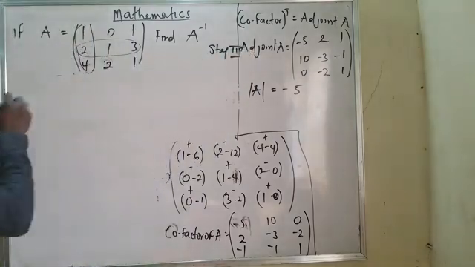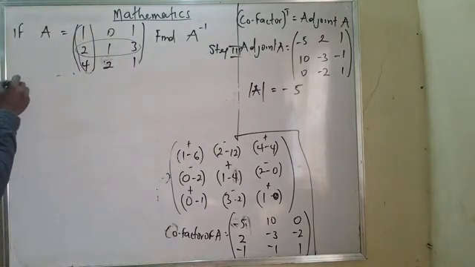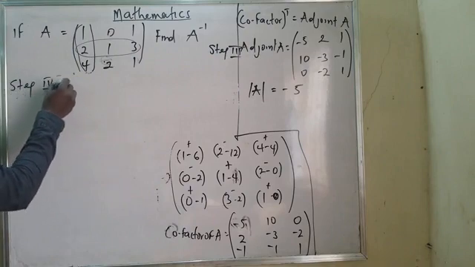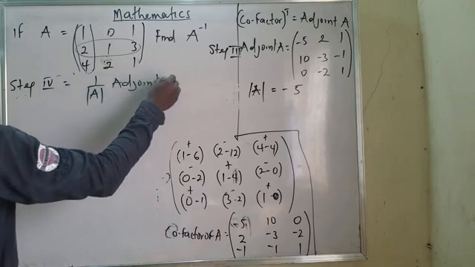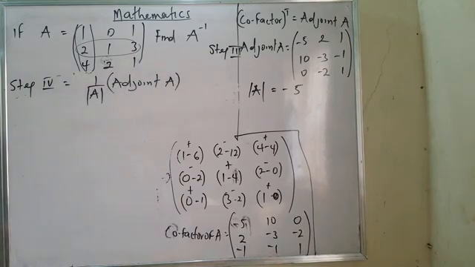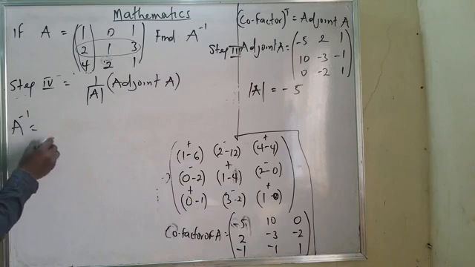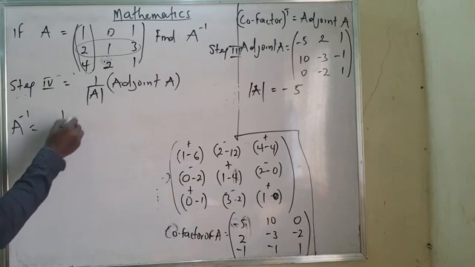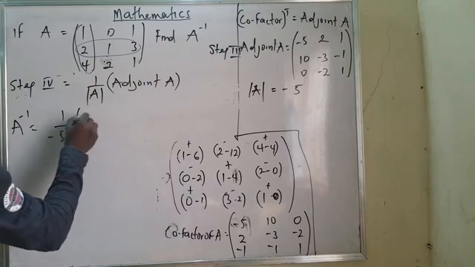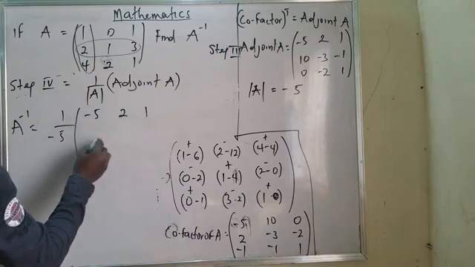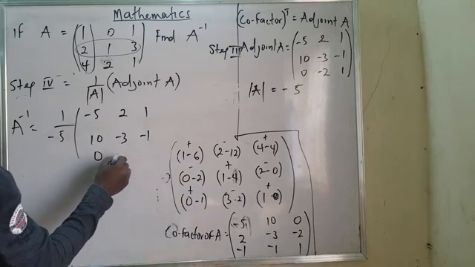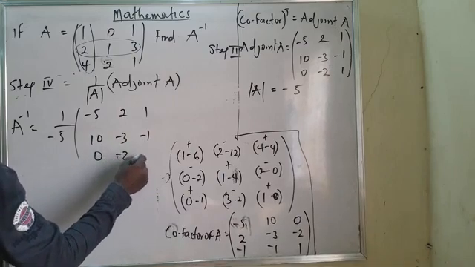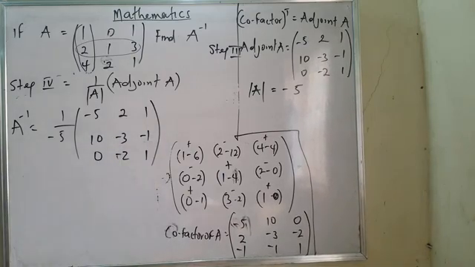Now, my step 4 will be equal to 1 over the determinant times the adjoint of that given matrix. Now A inverse will be equal to 1 over minus 5 bracket of, what am I having here? Minus 5 2 1, 10 minus 3 minus 1, 0 and minus 2 and 1. That is what I will be talking about.